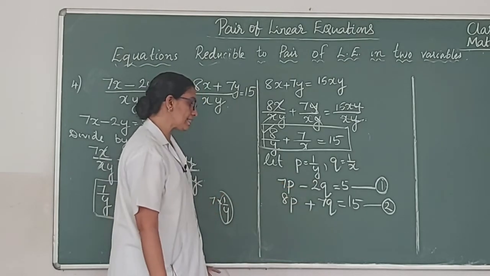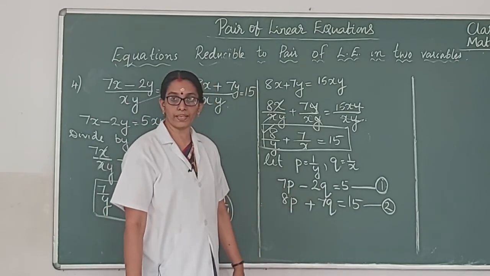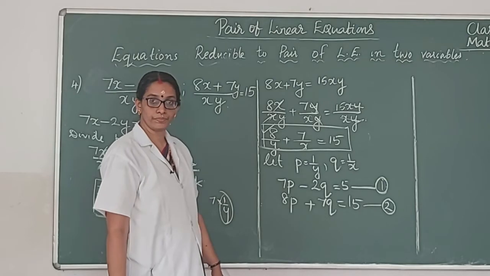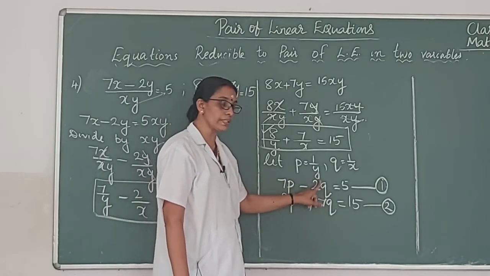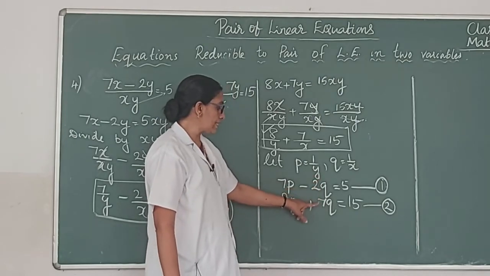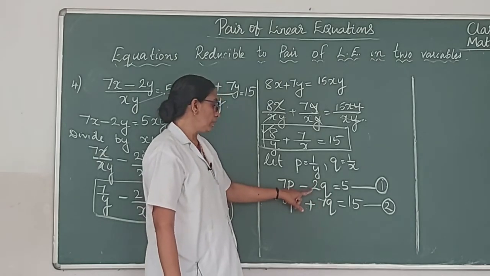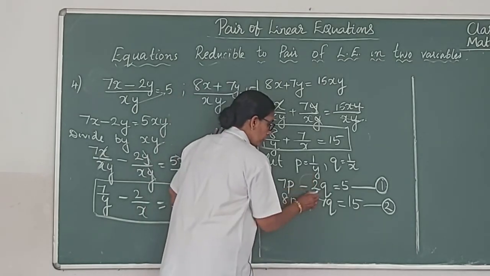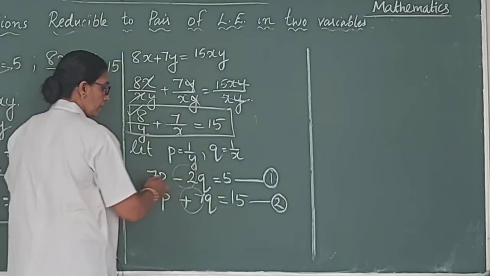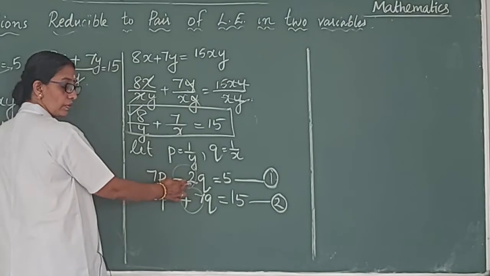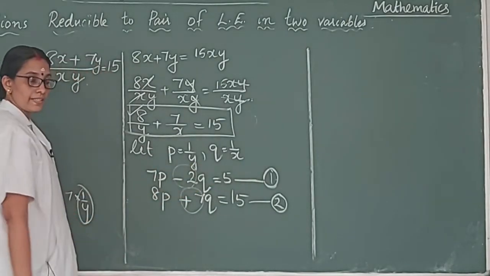Which method will be easy? Any method you can apply. Here also I am going to apply the elimination method. Here it will be easy to eliminate the Q term. For 2 and 7, the LCM is 14. So we have to change the coefficient of Q to 14. What do we have to multiply the first equation by to get 14? 2 into 7 is 14, so we have to multiply by 7.